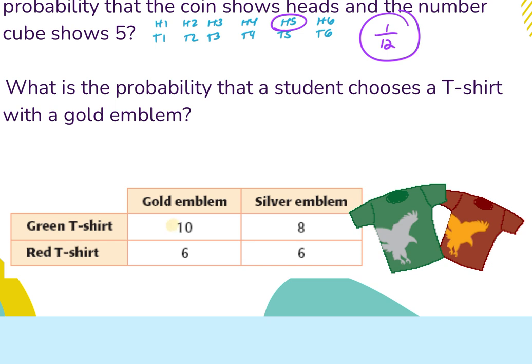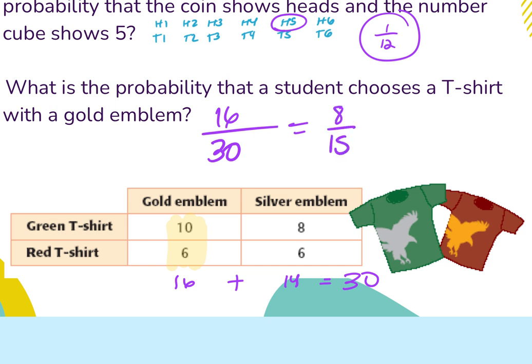So I'm going to add together every time somebody chose a gold emblem, which was how many? 16, over the total amount. This was 16, this is 14. So the total amount of kids that answered this survey is 30. And then we always simplify what goes into both 16 and 30. 2, it would be 8 over 15.